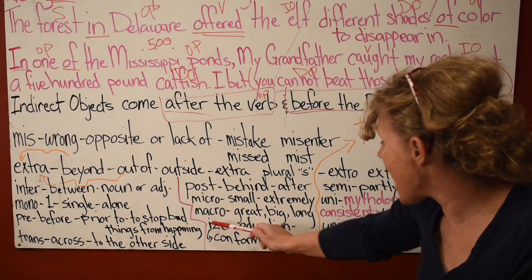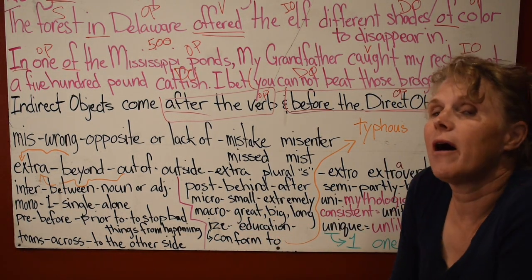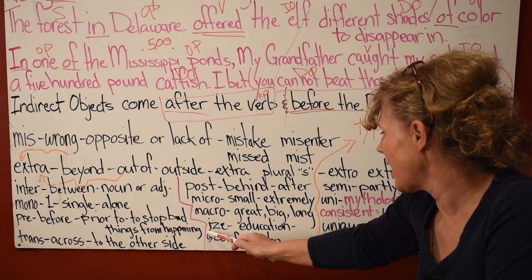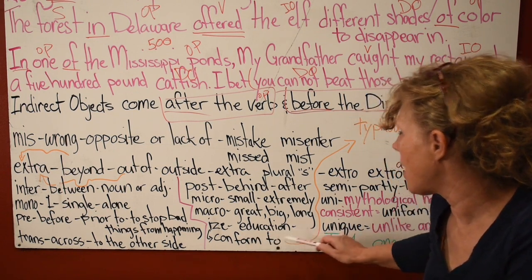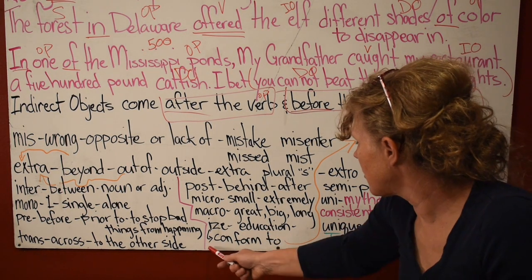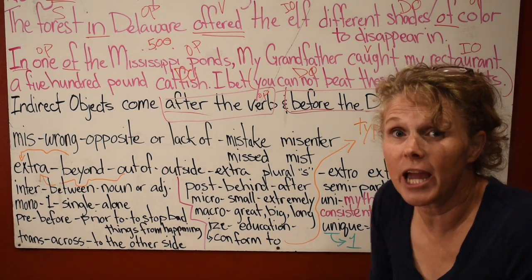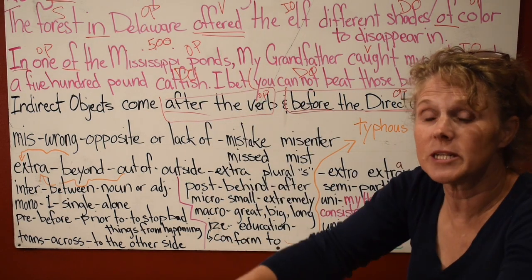We have macro, that's great, big or long. And then I'm sneaking in a suffix right here, boys. We have ize. And you think about education, and ize means you're conforming to, and that's when we receive an education, whatever the education is, you're conforming to that.